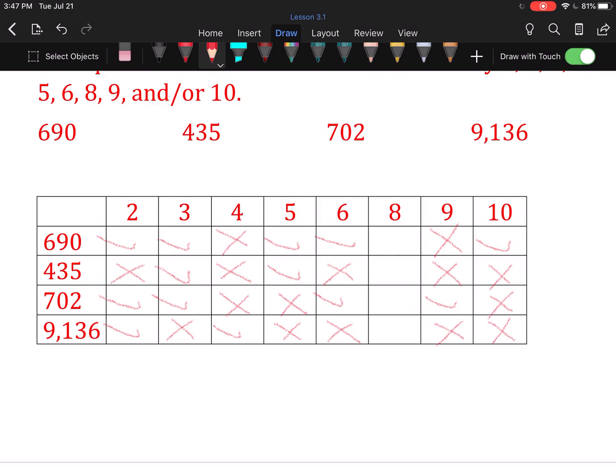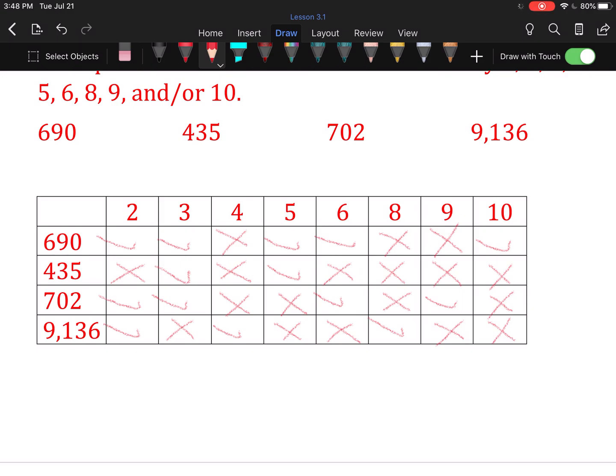For 8, the last 3 digits must be 0, 0, 0. Well, that doesn't happen in any of these. Or the last 3 digits must form a number that is divisible by 8. So the question is, does 690, since it's a 3-digit number, divide by 8? The answer is no. Does 435 divide by 8? Absolutely not. 702 might. But it doesn't. And does 136 divide by 8? Yes, it does. How are you expected to know that? Well, you just kind of sort of have to check.